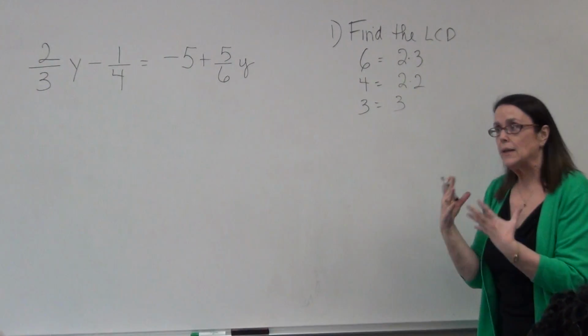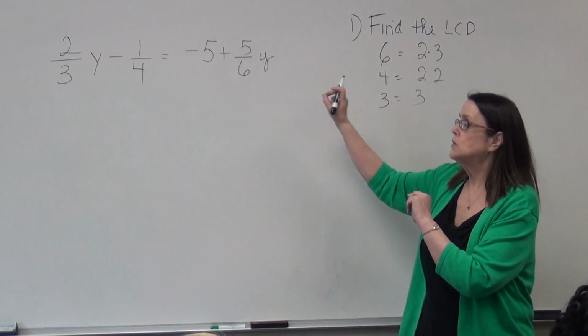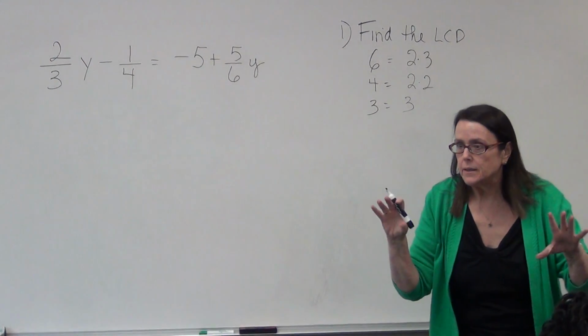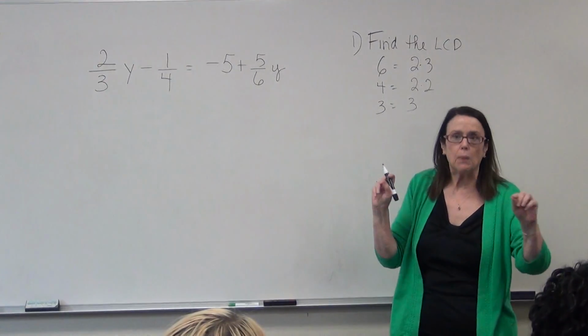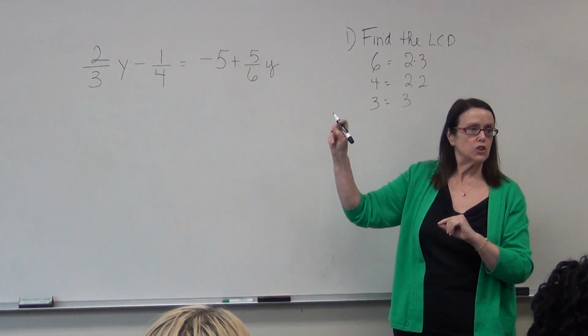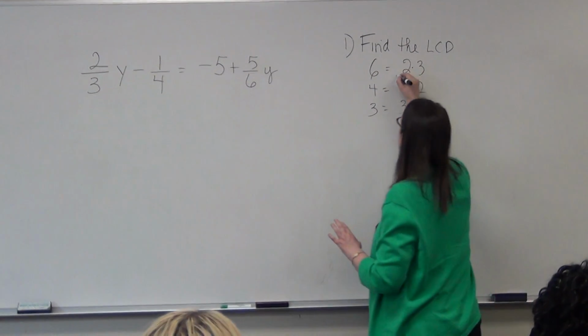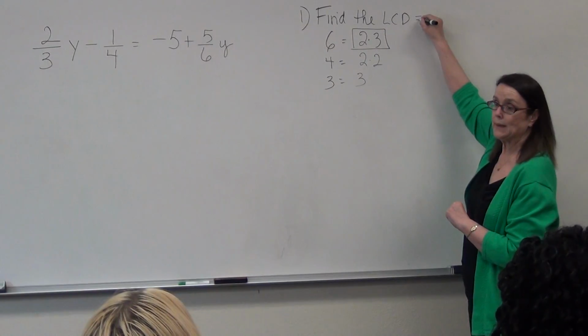Okay. Now, the least common denominator is the smallest number that all of those denominators go into. If you have more than one fraction, it's never the smallest denominator. It's always the largest denominator or something bigger. That's the reason we start with the prime factorization of 6. And this is where I'm going to build my least common denominator.